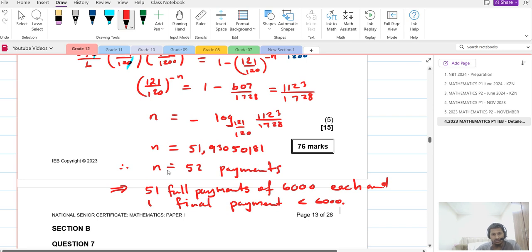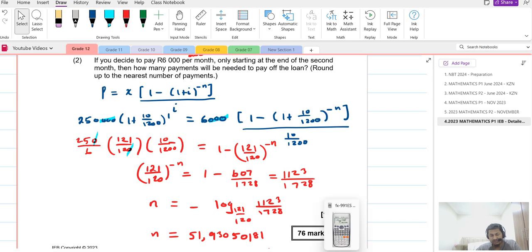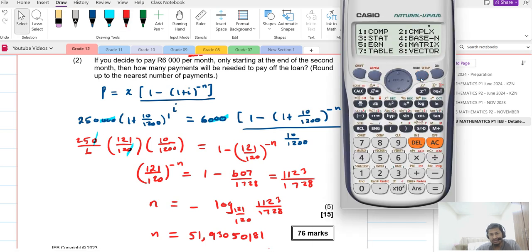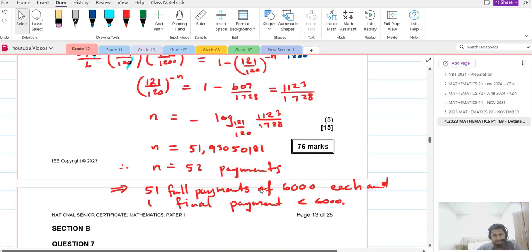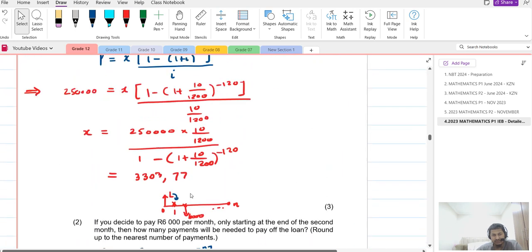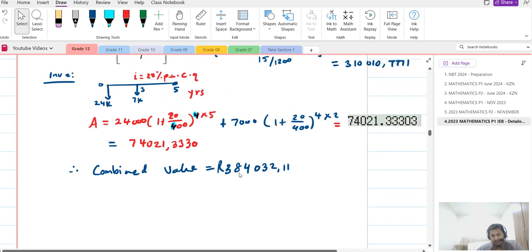Now what I was saying is, what if you type the original sum into the calculator, do we get the answer? Well, you should try it out. You will get the answer, but it takes about 30 seconds to 1 minute, because your calculator needs to do complex calculations in order to solve that. Alright, so we got 51 payments. We kind of doubled the payment, so obviously you'll be able to pay off the loan quicker.